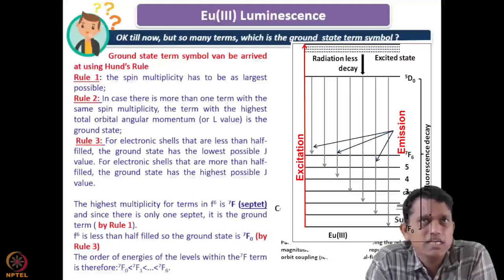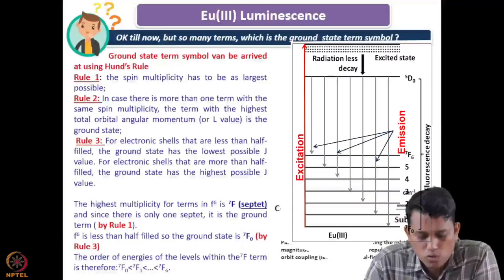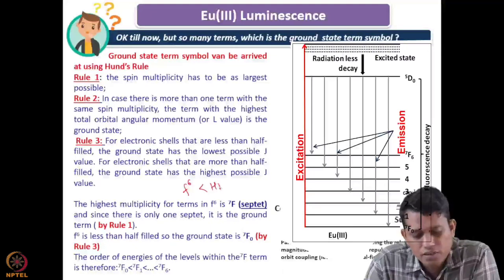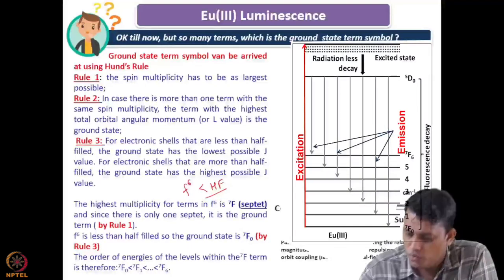Rule 3 is that if the electronic shell is less than half filled, the ground state has the lowest possible J. And if it is more than half filled, it should have the highest possible J. Since we are talking about an f6 system, which is less than half filled, we should have a ground state with the low J value.